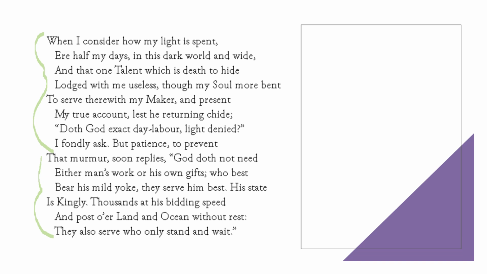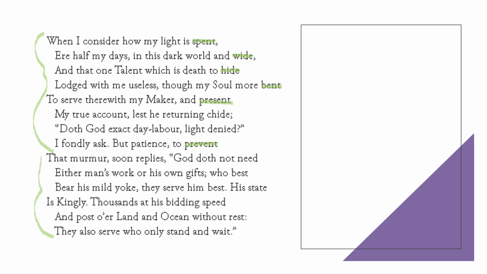Let's have a look at what happens here. When I consider how my light is spent, and the word that rhymes with spent is bent. Ere half my days in this dark world and wide, and the rhyme is hide. So here we have spent and bent, which have similar rhyming, so A, and wide and hide would be B, B. And then we have present and prevent.